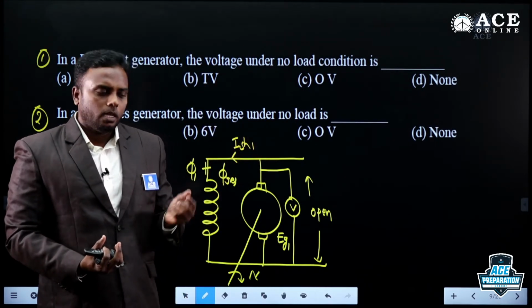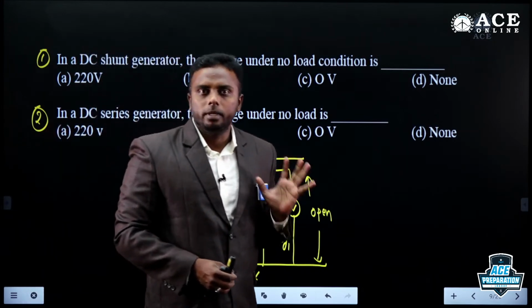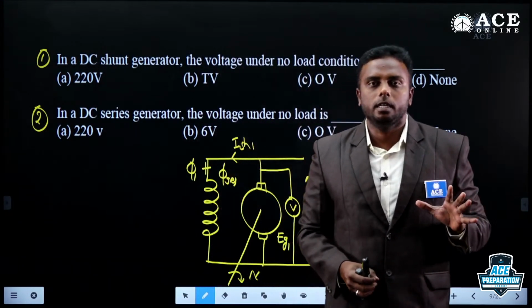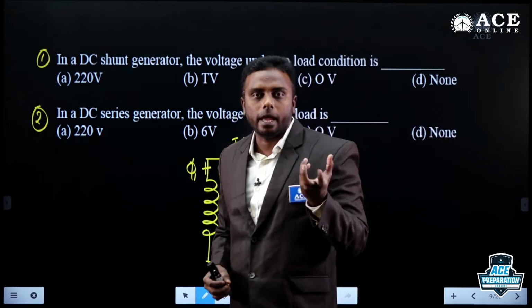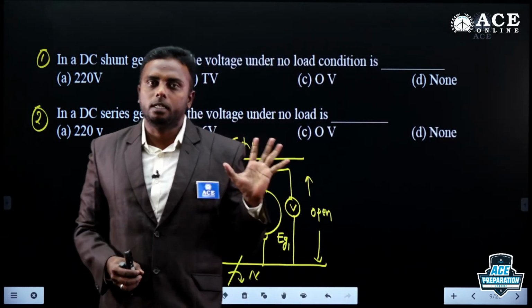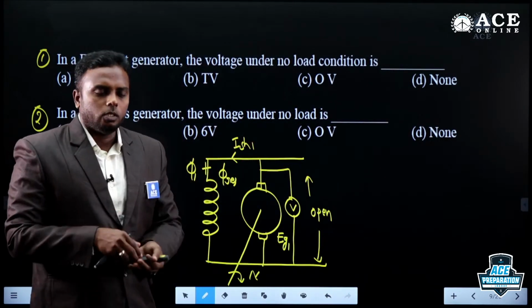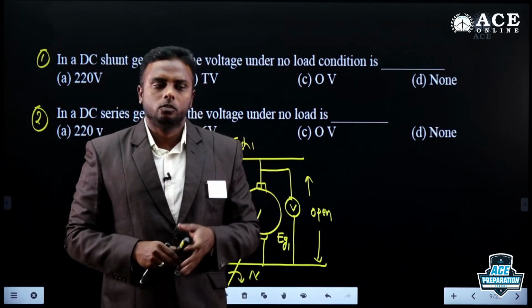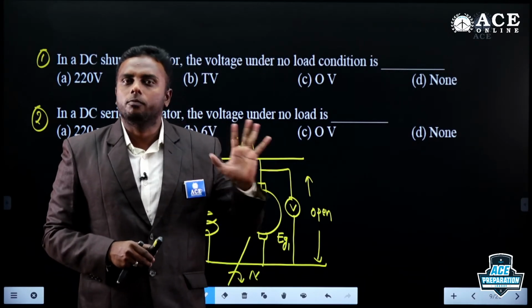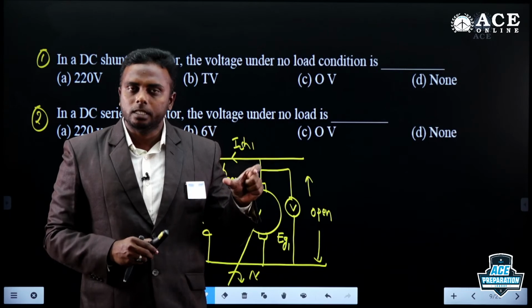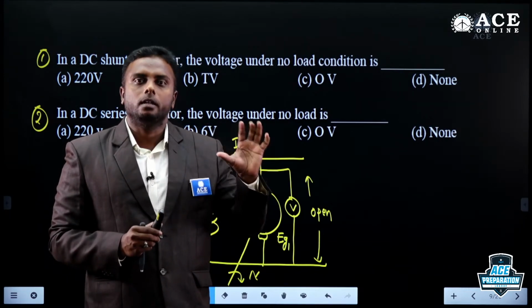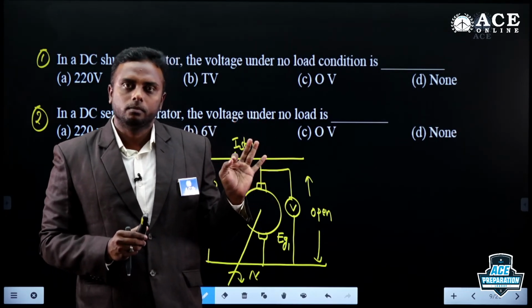Saturation means every iron material will have some limit. Up to that limit only it can generate flux, or accept the flux through the material. Suppose you take a small iron piece, and written on that, it can hold 100 flux lines. The capacity of that iron material is 100 flux lines, for example.